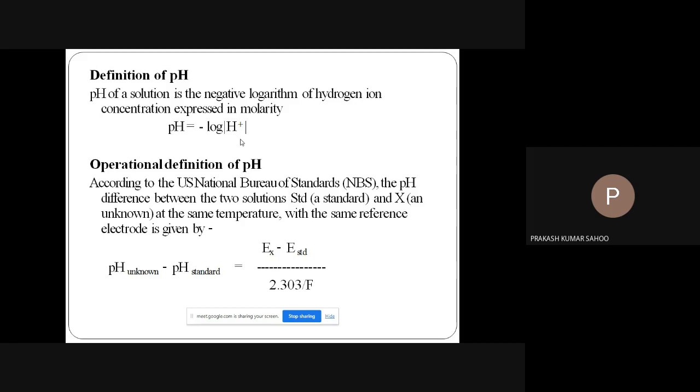That is the number of moles of solute present per liter of solution. It is known as molarity. So this will be minus log of H plus or H3O plus ion concentration. Operational definition, this is not needed.